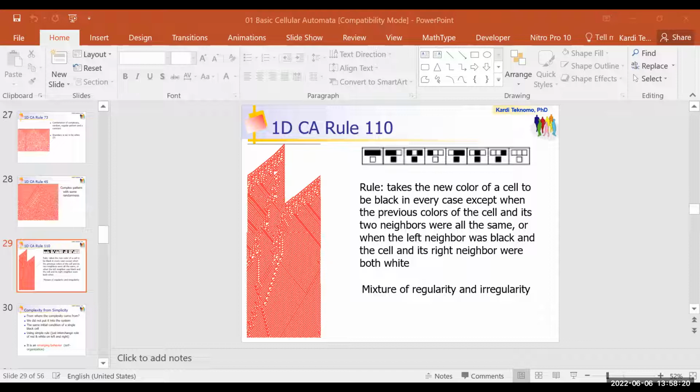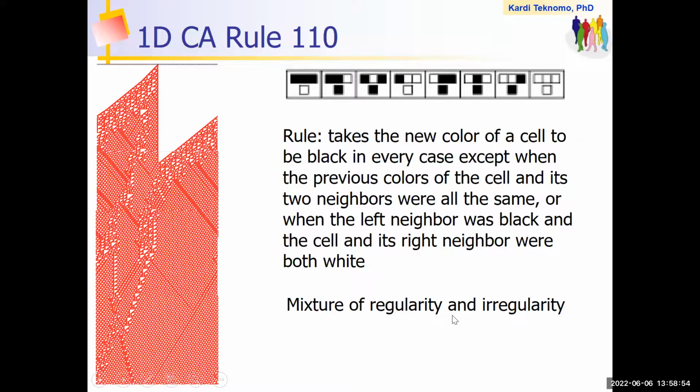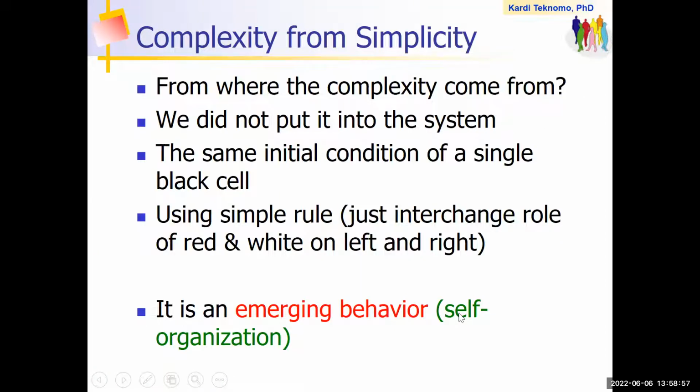You may think this one, for example, look at this. In the middle, you will think, oh, this one becomes regular, probably becomes all black in here, right? But after some time, you see, it will change. The pattern suddenly changes around this area. The pattern is no longer a straight line. Again, it's a mix between regularity and irregularity. So this is what is called emerging behavior, self-organization.